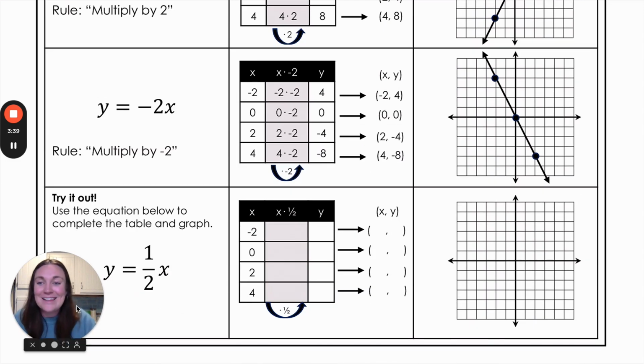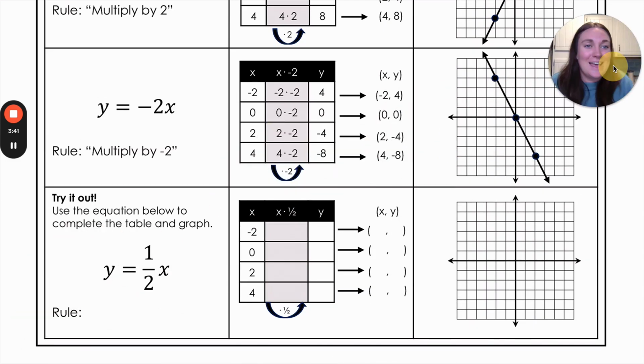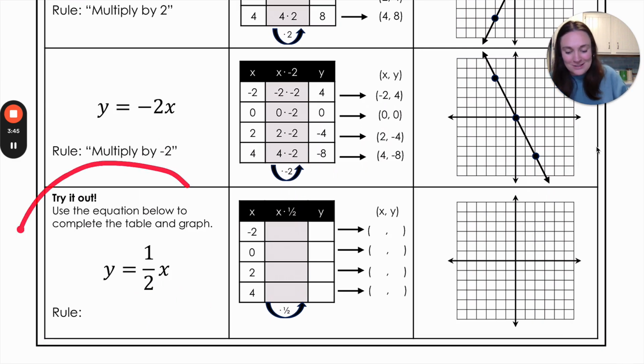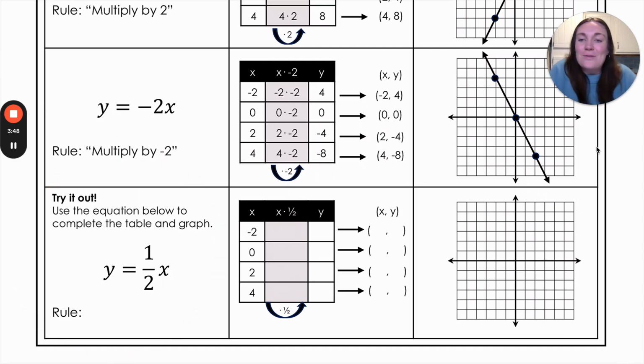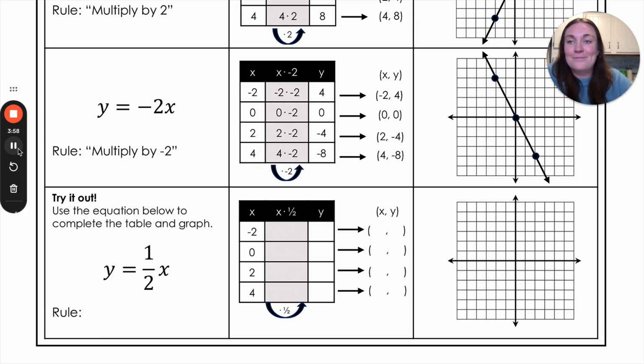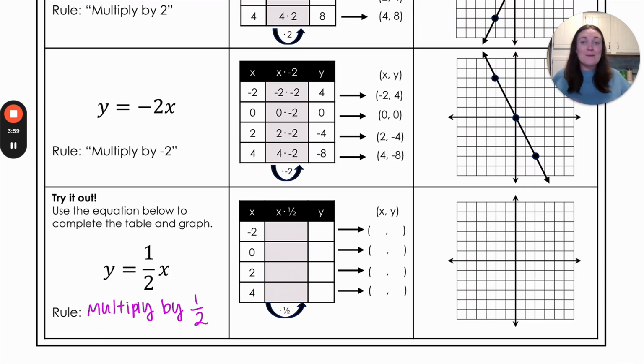Okay, so let's get me out of the way and we will try one of these together. Let's look at this bottom example down here. If I have the equation y = 1/2 x, we're thinking about our rule. If we have a number and a variable right next to each other, again, we're always multiplying. So our rule this time is to multiply by 1/2. I'm going to take those same input values I've been using, -2, 0, 2, and 4, and follow this new rule.